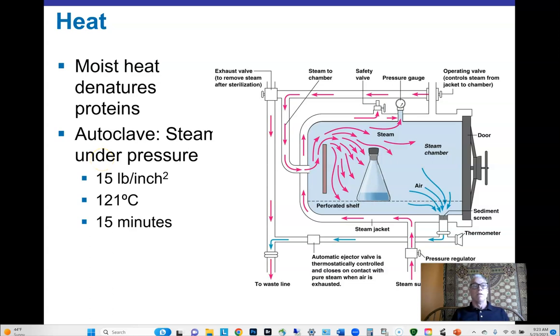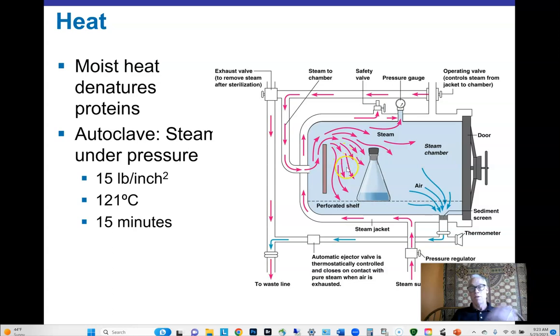So moist heat specifically, steam autoclaves are instruments designed to introduce water at a super high temperature under pressure to kill microorganisms. And moist heat is much more effective than dry heat at killing microbes. If you want to sterilize something, you can place it in an autoclave.